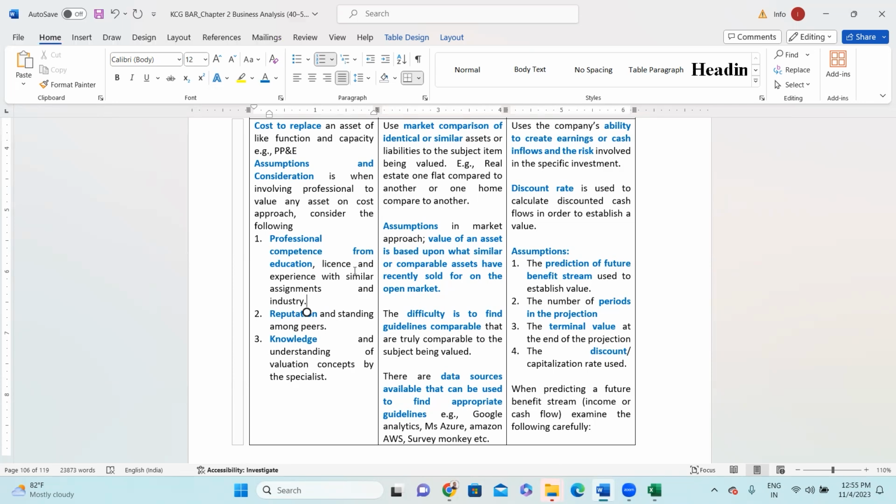For example, in real estate, one flat compared to another flat, one home compared to another home, right? Make sense? What is market approach?